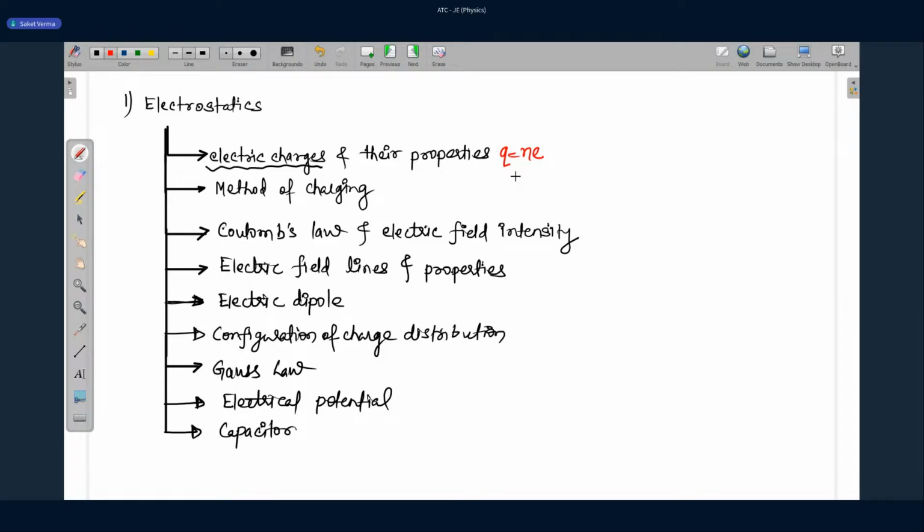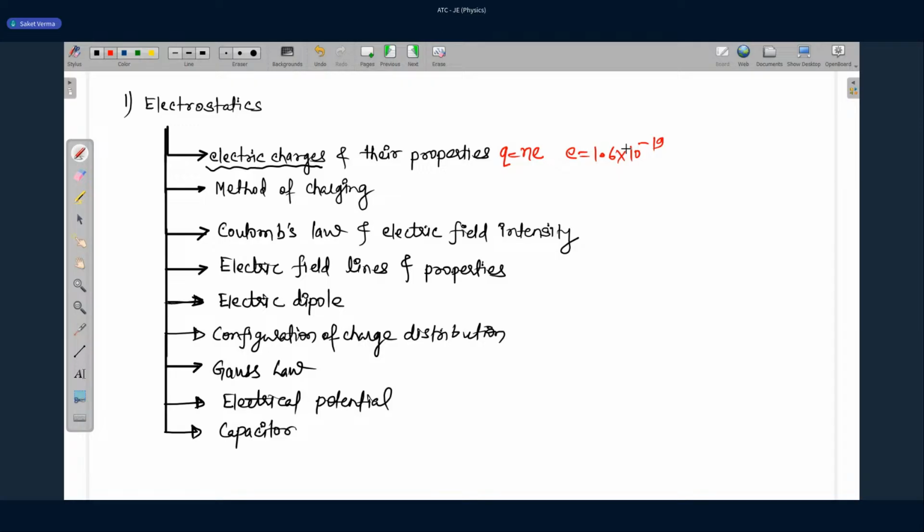And what is the value of the charge on the electron? The charge on the electron is e equal to 1.6 into 10 to the power minus 19. Those who are not from an electronics background might not know, or might forget, so that is why I am telling.